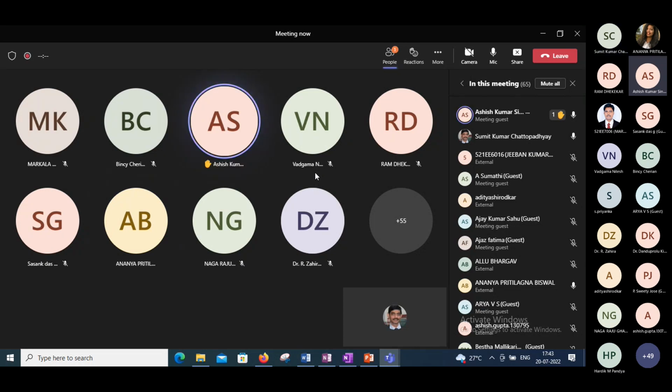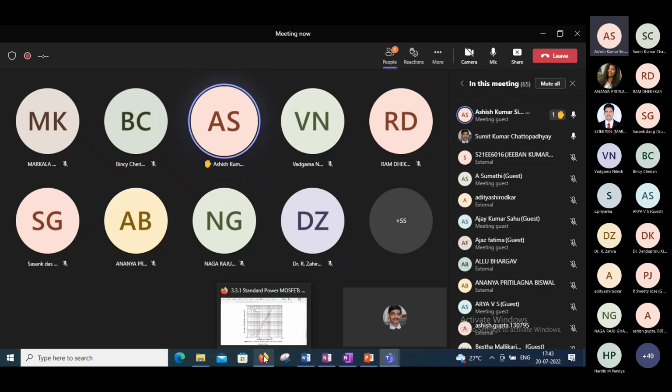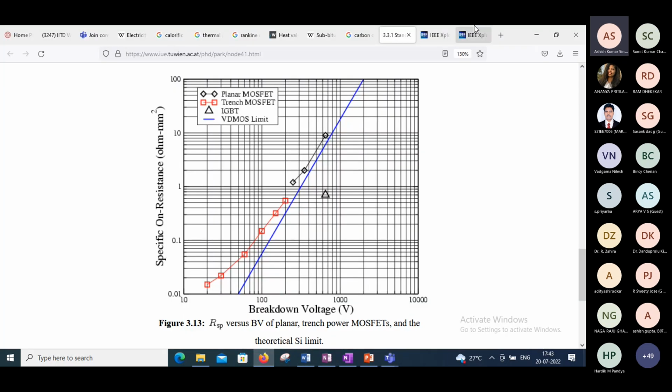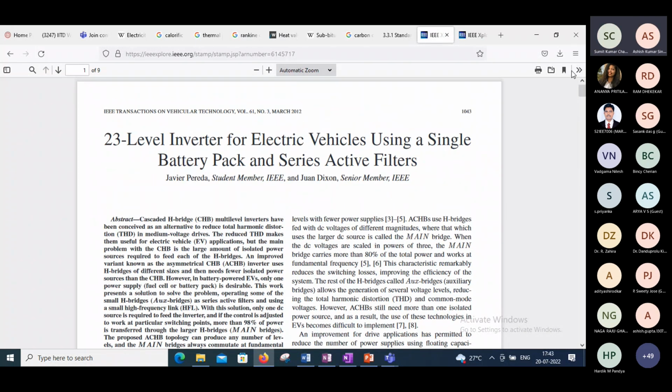Yes, sir. Sir, can you please share the paper that you are referring to during the first half of your session, where you have shown the various structures that you have explained? Okay, this paper, here it is. You can take a snap.